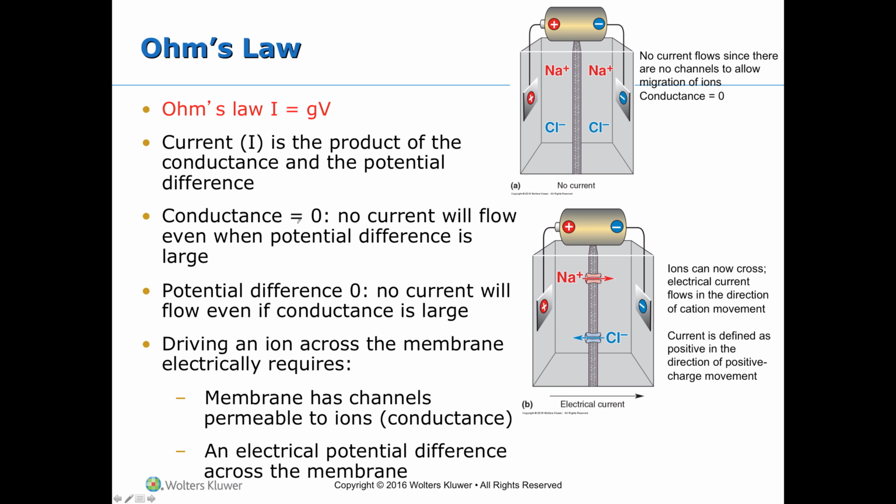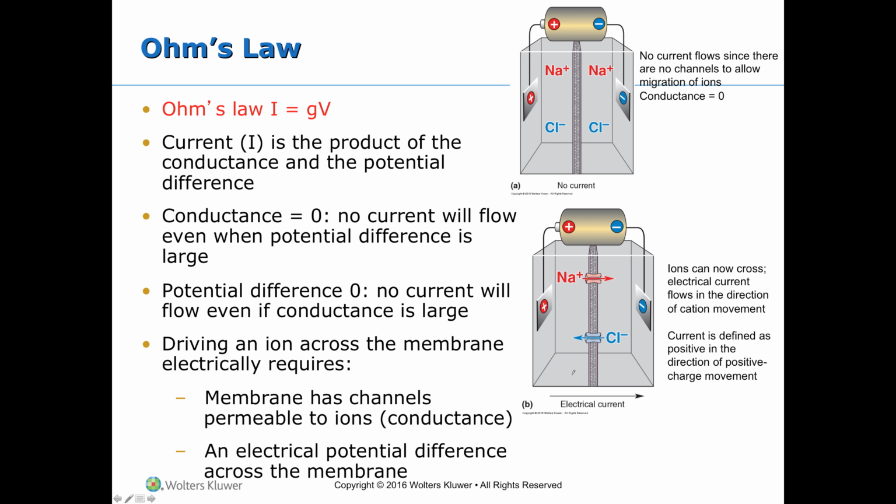So if conductance is 0, no current is going to flow, even when there's a large potential difference, right? V can be as big as you want it to be, but if you physically have no means by which these charges can flow, then your current will always be 0. Now, if the potential difference is 0, no current is going to flow even if the conductance is large.